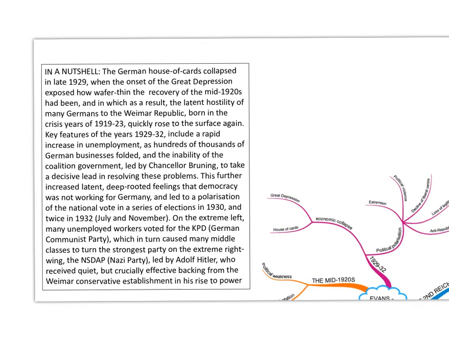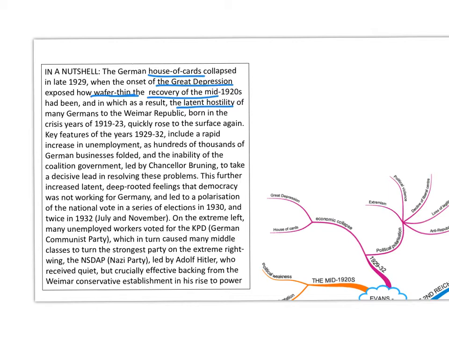Okay, so all this came together. The House of Cards collapsed when, in October 1929, the Wall Street crash happened, the Americans pulled out their loans to Germany and the House of Cards collapsed. It kind of exposed that the mid-1920s was a wafer-thin recovery, that there was latent hostility. Latent basically means deep-rooted, that goes back in time.